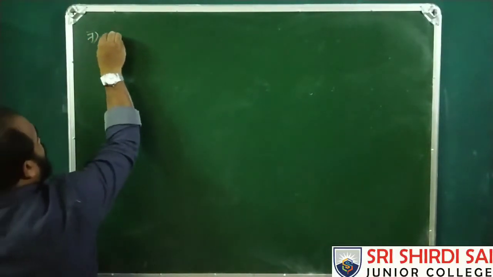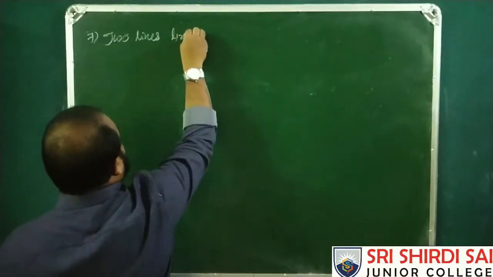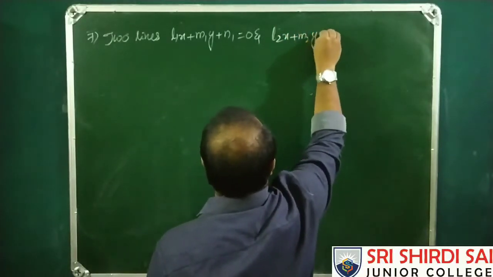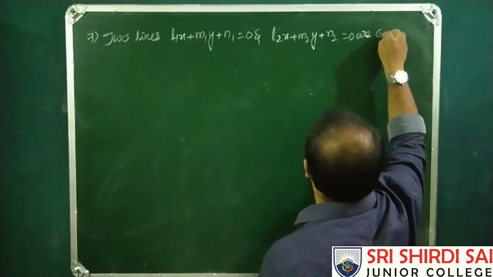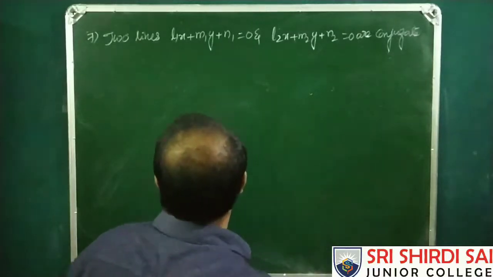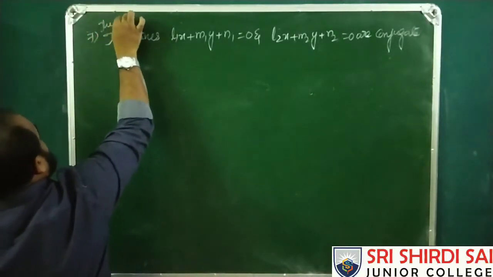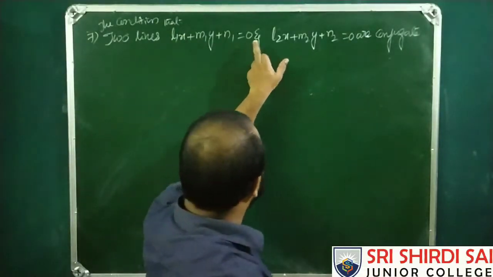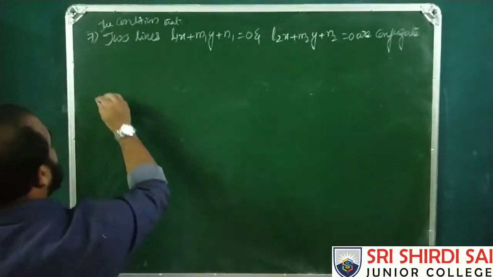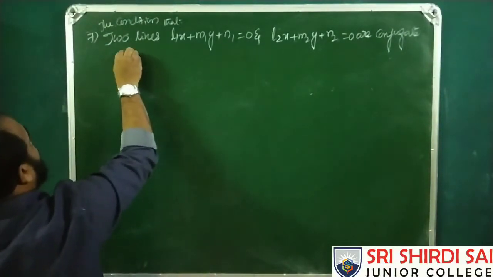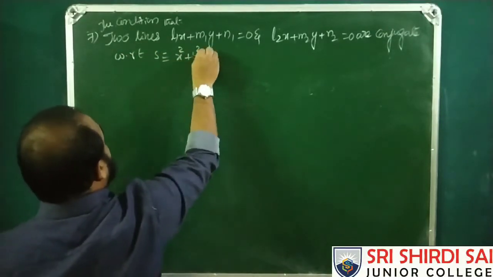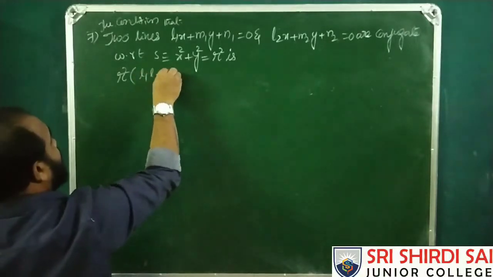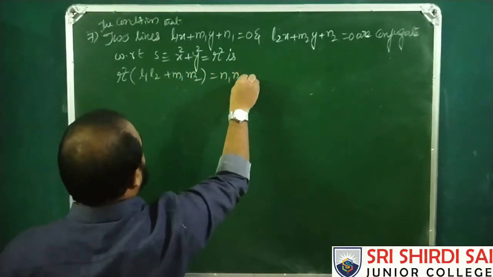Then two lines L1x plus M1y plus N1 equals 0 and L2x plus M2y plus N2 equals 0 are conjugate with respect to the circle x square plus y square equals r square, under the condition r square into (L1 L2 plus M1 M2) equals N1 N2.